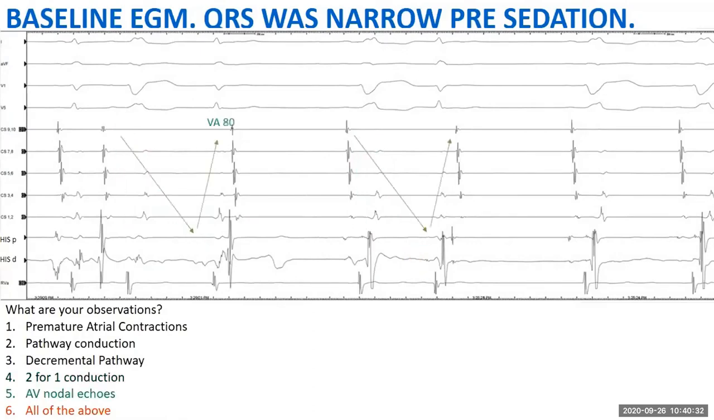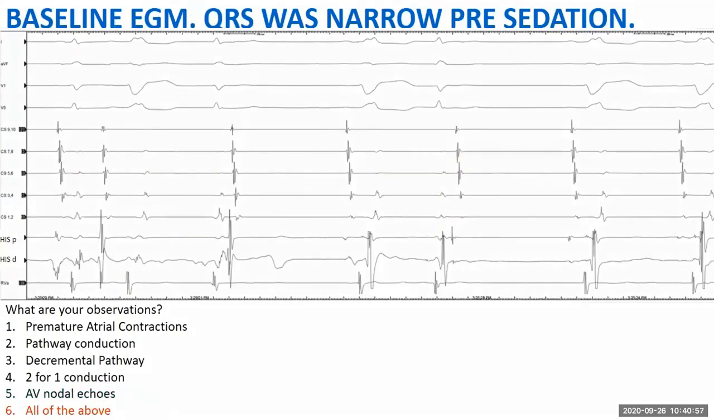Here we see AV nodal echoes. The narrow QRS complexes are followed by atrial signals with short VA intervals of 80 milliseconds with concentric atrial activation, and they occur repeatedly. These are consistent with AV nodal echoes in the presence of dual AV nodal physiology that was observed prior. Decremental pathways are classically non-retrogradely conducting and therefore are unlikely to contribute to these echoes.